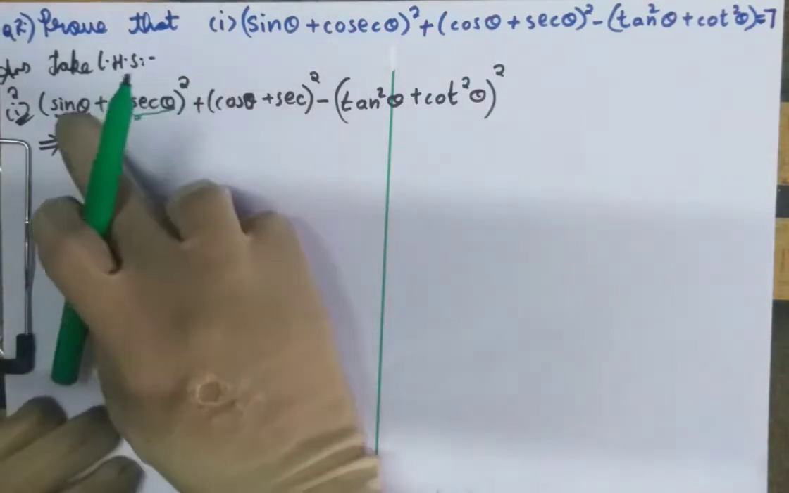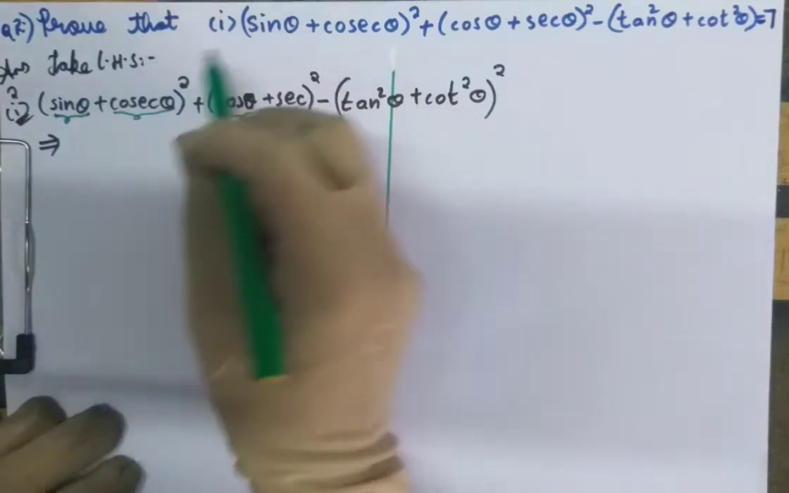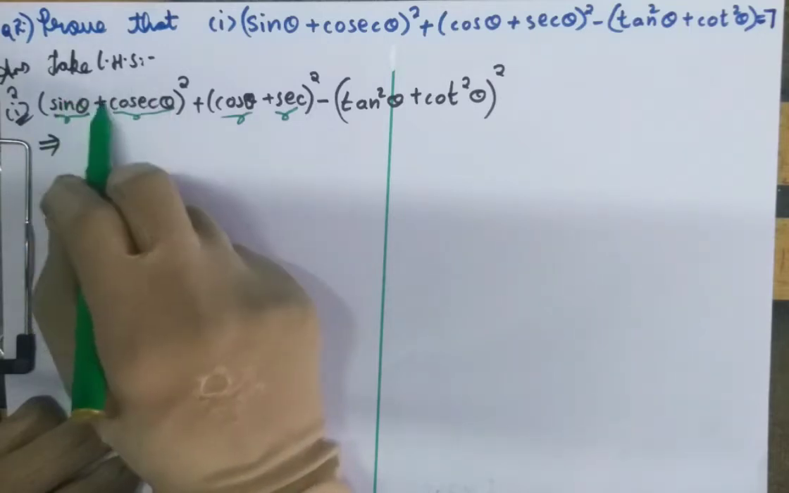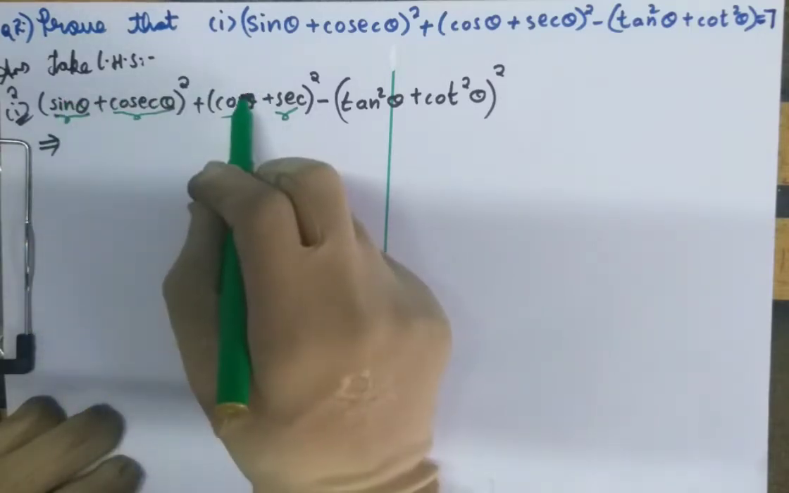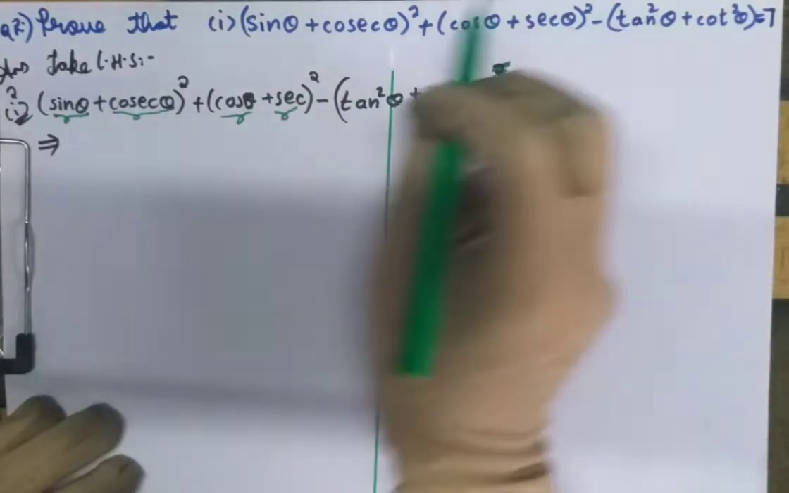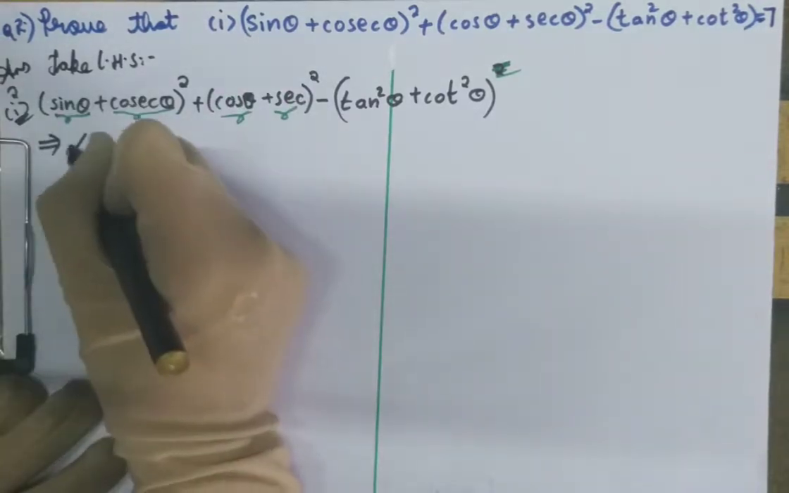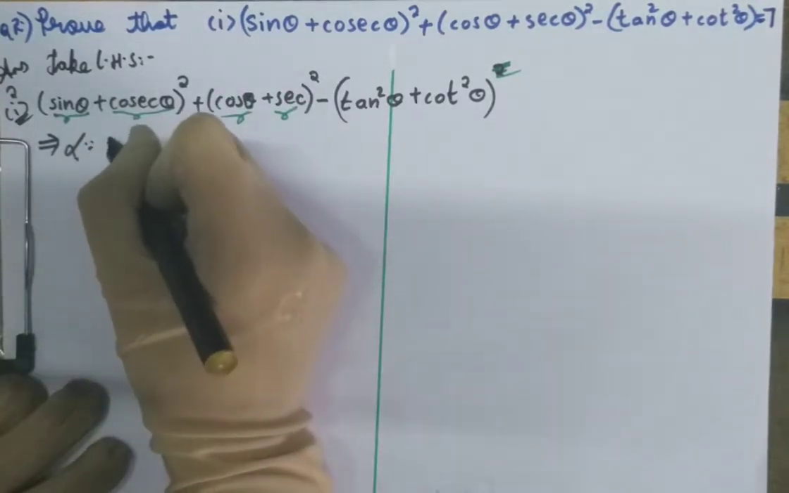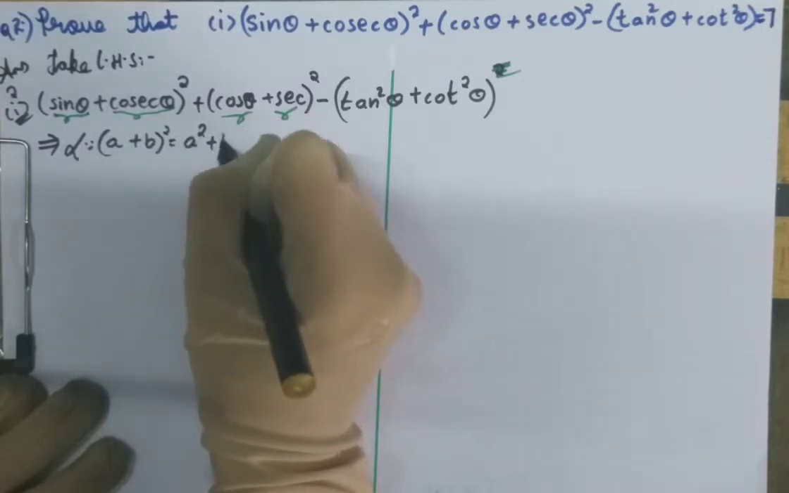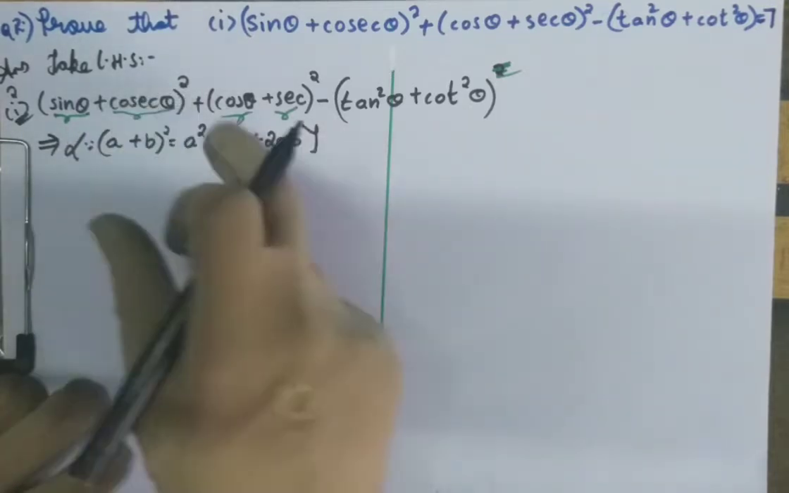What do you observe by seeing these terms and square? We observe that this is of the form of the algebraic identity (a + b)^2. Similarly here also (a + b)^2. So we will proceed with that. The identity we have to use is (a + b)^2 = a^2 + b^2 + 2ab. In both of these we'll use the same identity.